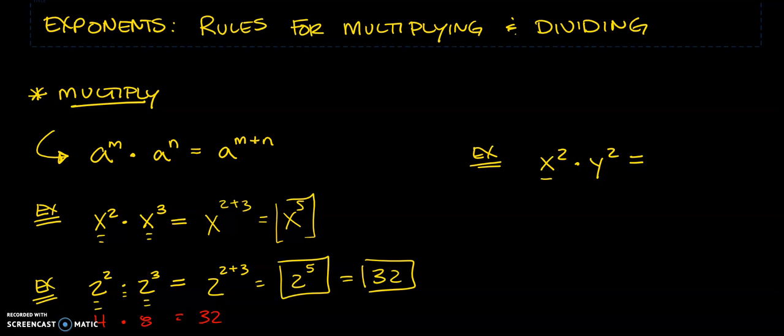Let's look at another example. What happens if I have an x times a y? Now, x does not equal y. Therefore, they are not common bases. So I don't say xy to the fourth or something like that. I would simply write it down like this: x squared, y squared. I can't add the exponents. I can't do anything. They're not common bases. So I'm stuck. This is actually in a simplified form.